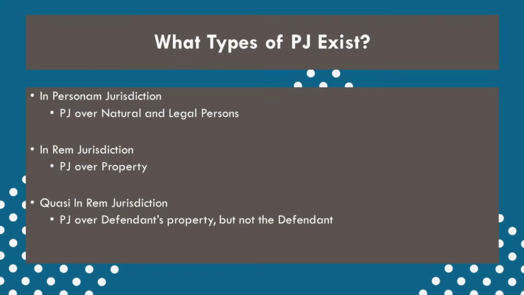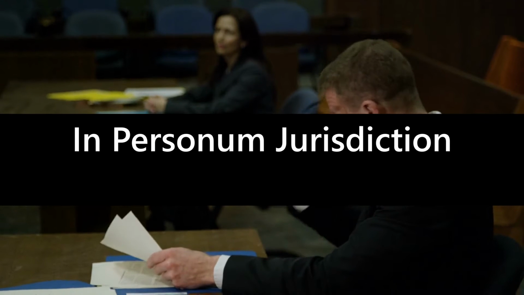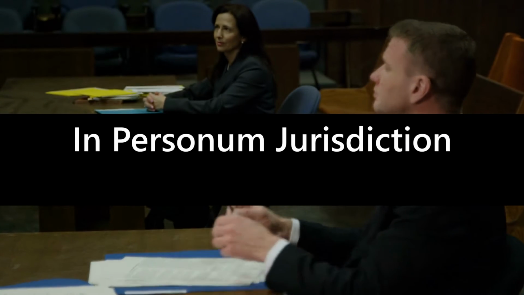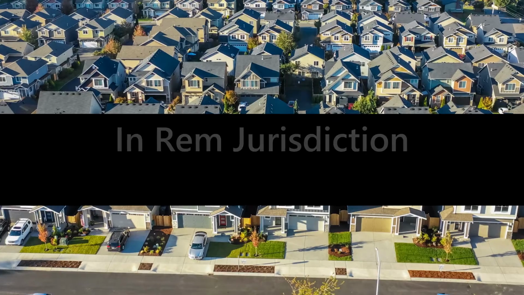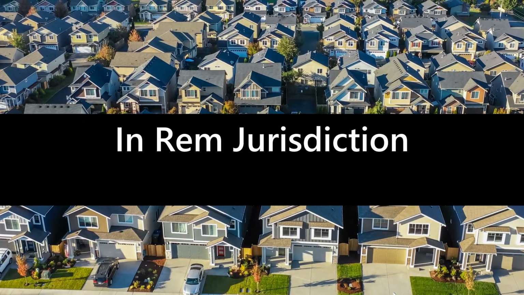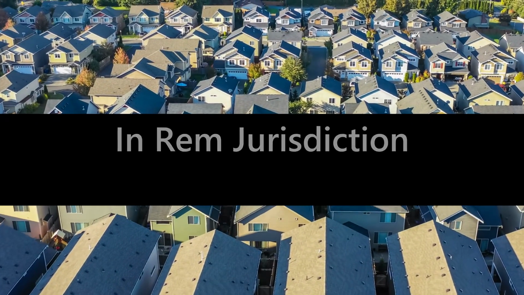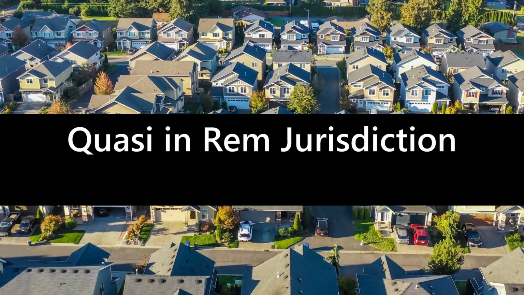What are the types of PJ a court can exercise? As we've just seen, a court can exercise personal jurisdiction over both persons and property. When the court exercises PJ over a natural person, such as an individual, or a legal person, such as a corporation, it is exercising in personam jurisdiction. When the court exercises PJ over property, it is exercising what's known as in rem jurisdiction. There is a third category, called quasi-in rem jurisdiction.